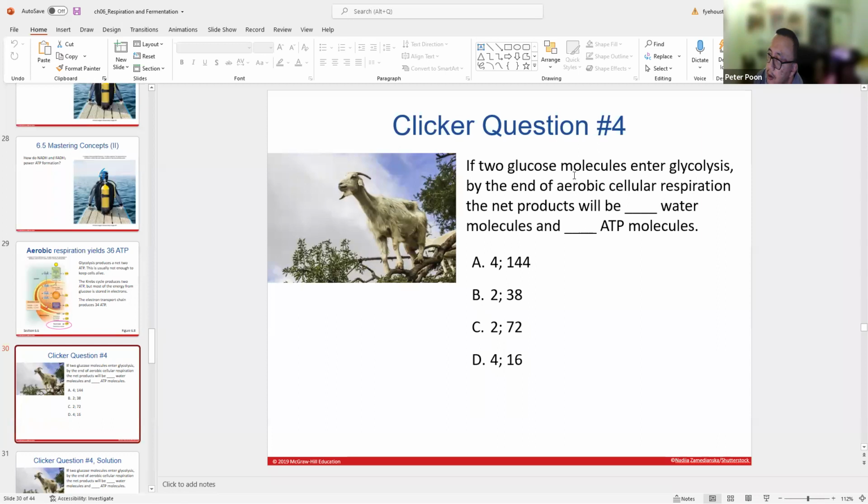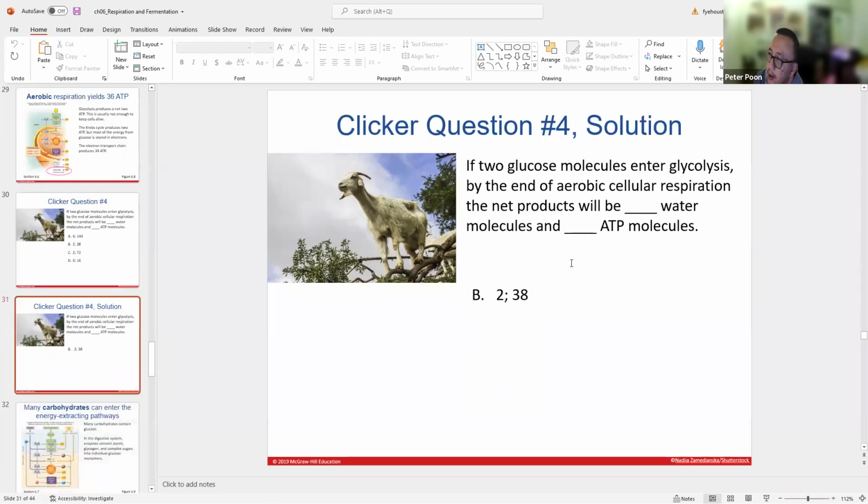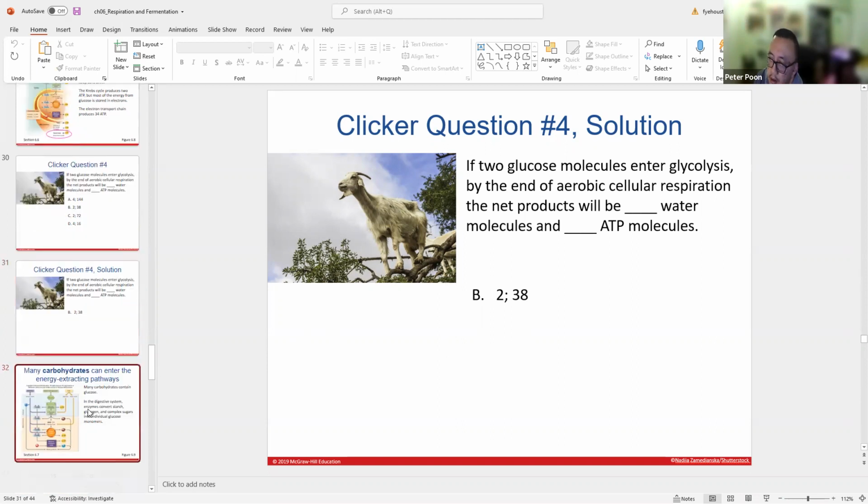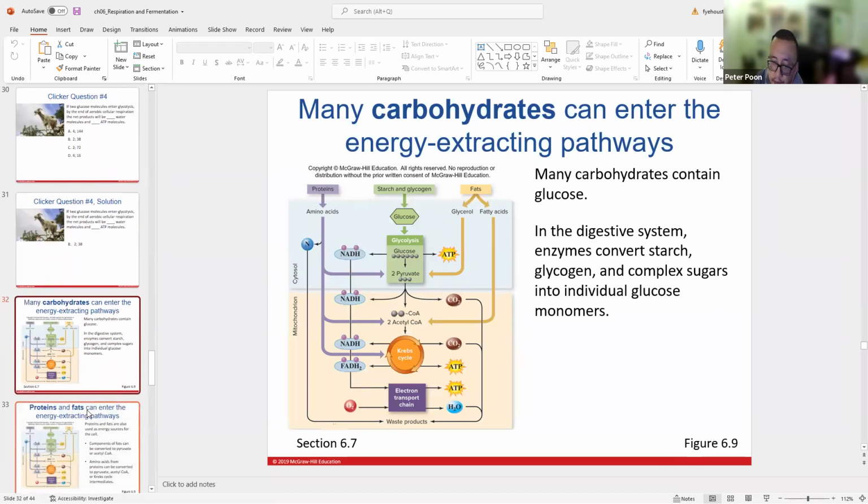So two glucose molecules enter glycolysis, and by the end of cellular respiration, that product will be water molecules. That's not right. Actually, I'll pick this up in part 2.